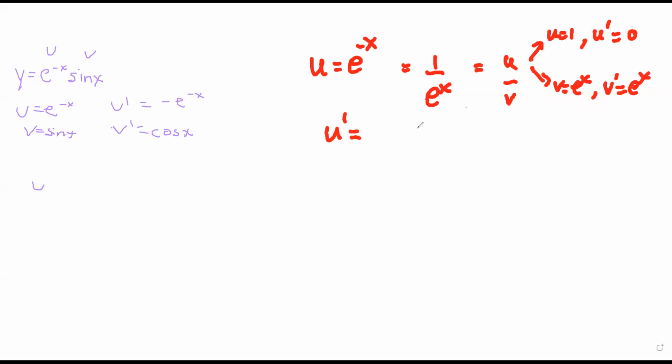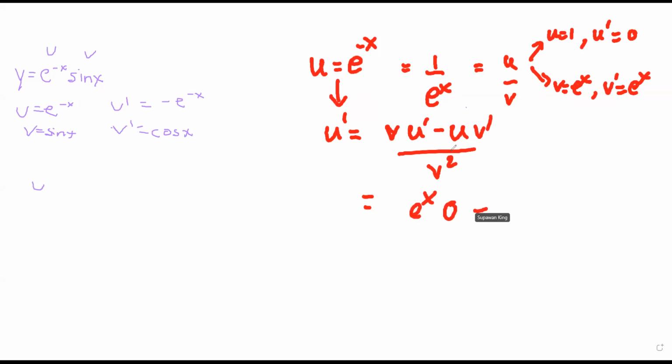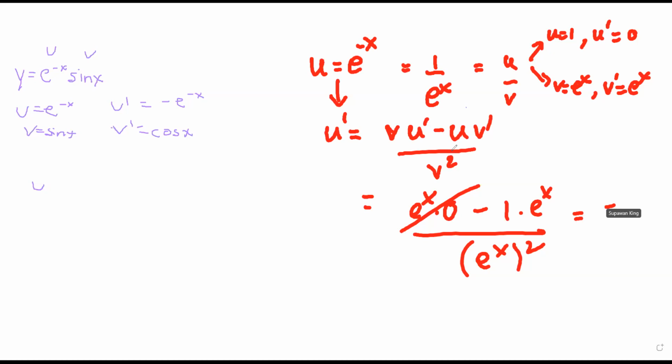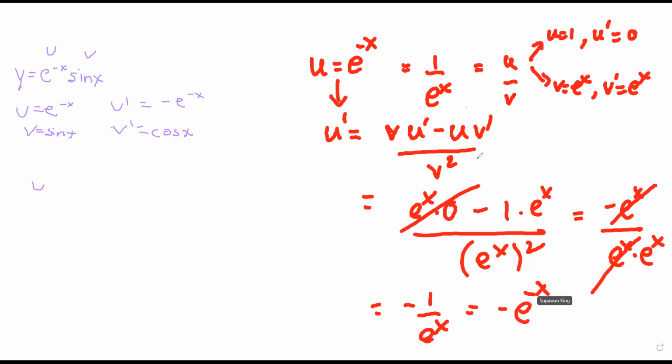All right. And then for the e to the negative x, use the quotient rule, v u prime minus u v prime over v squared. And the v is e to the x. The u prime is 0 minus the u is 1. The v prime is e to the x divided by v squared, which is e to the x squared. This becomes negative e to the x divided by e to the x times e to the x. The e to the x cancel, get negative 1 over e to the x, or negative e to the negative x, that's what you got.